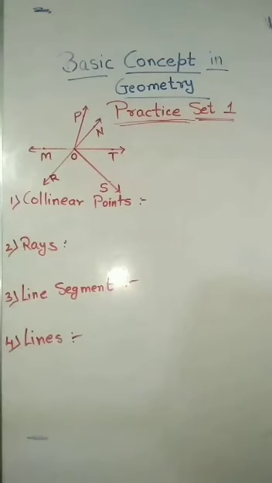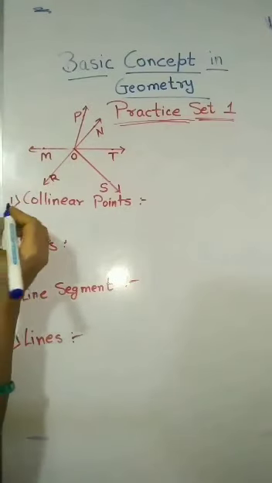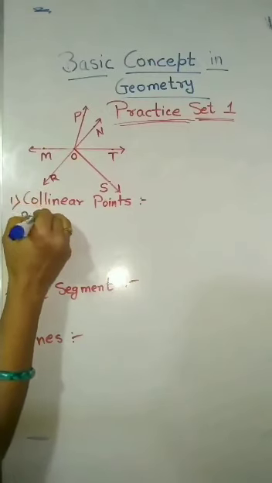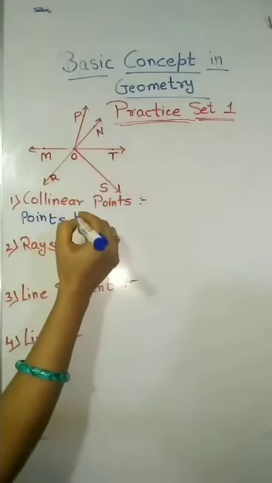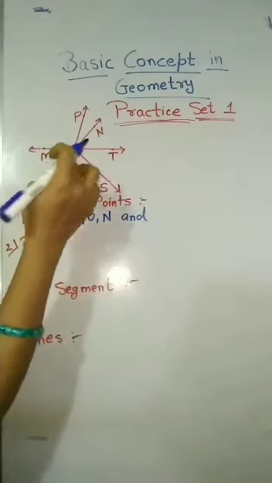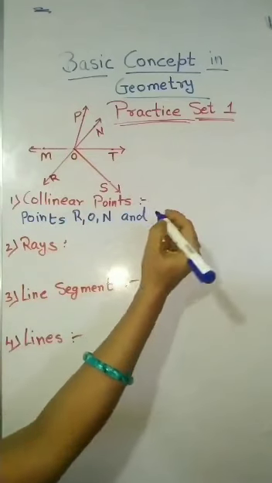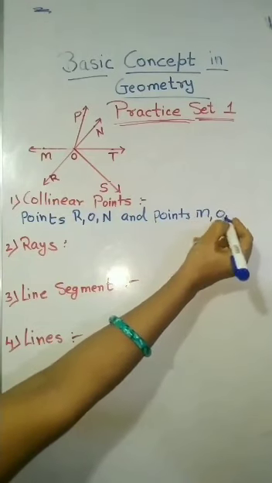Now collinear points. As I explained earlier, collinear means the points that lie in one line. Here the points M, O, T lie on one line and points R, O, N. Then here we will write points R, O, N and points M, O, T.